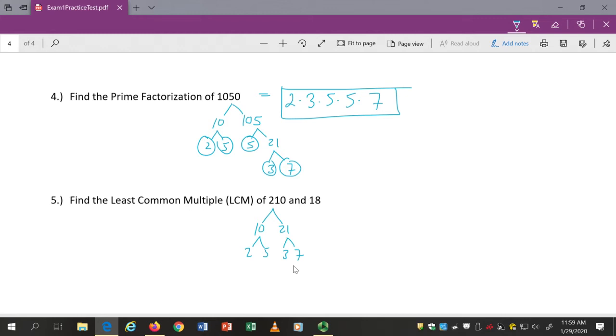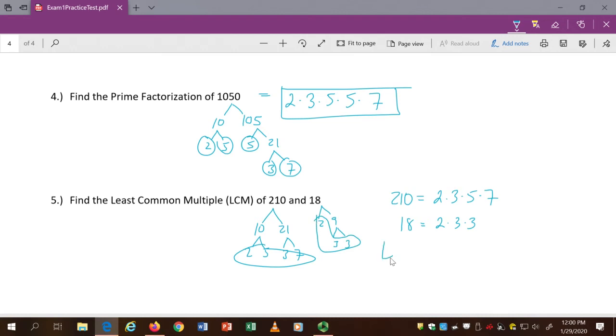Okay, so you break that number down first, and then we can do the same with 18. 18 is 2 times 9, and 9 is 3 times 3. So you look at the prime factorization. So 210, look at the bottom of the tree. It's 2 times 3 times 5 times 7. And then 18 is 2 times 3 times 3. I'm looking at the bottom of the tree, right?